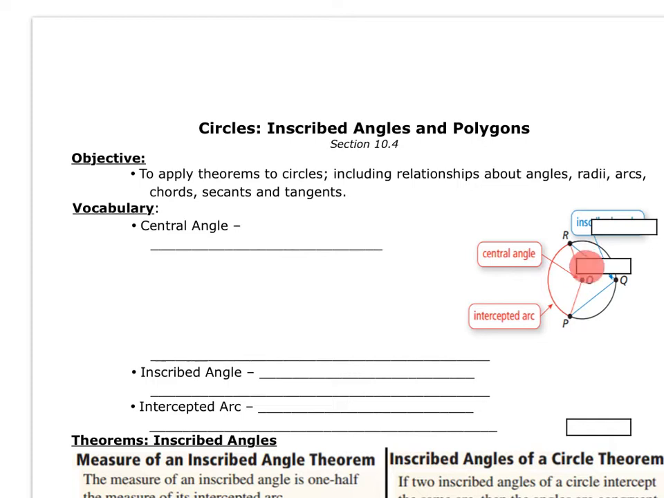For instance, right here, let me fix that. This angle right here, O is the center of the circle, and that is an angle. Angle ROP, that is a central angle, where O is the center. So you can only have a central angle if you have a point representing the center of the circle, because that's where the vertex would be.